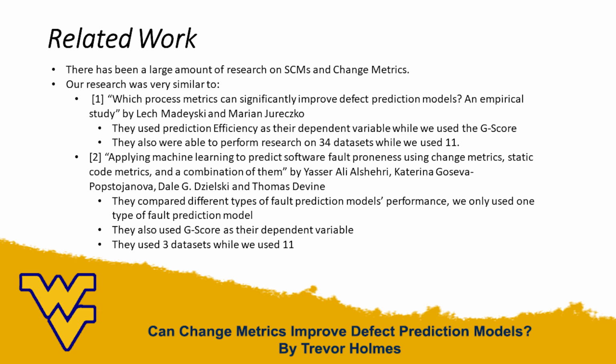The first paper used a different success metric. We're using the G score. They used efficiency of their models. They also used a larger amount of data sets. The second one used 3 different classifiers, whereas we're just using the J48. They did use the G score as their metric to measure success. But they only used 3 data sets of 1 software package, whereas we're going to use 3 software packages and 11 data sets.